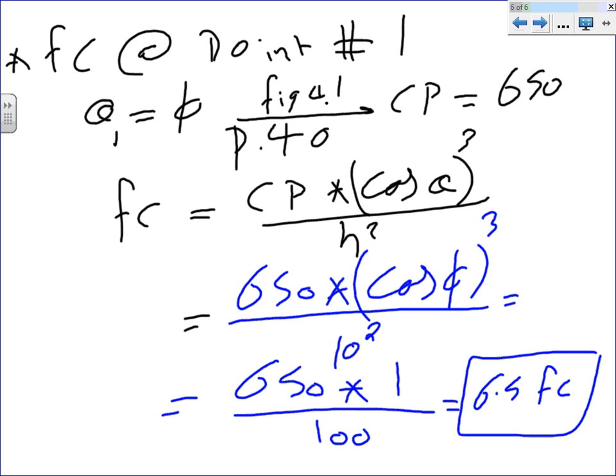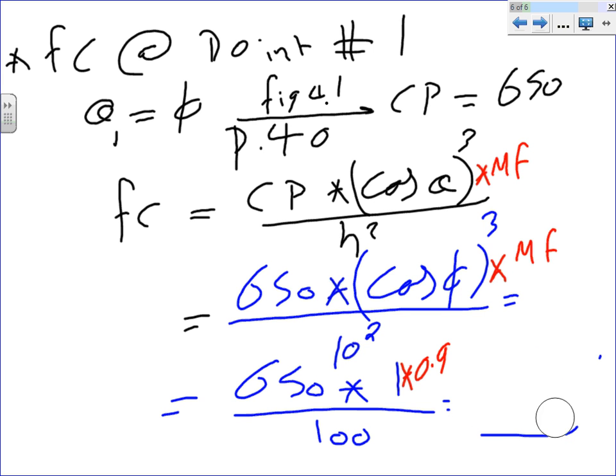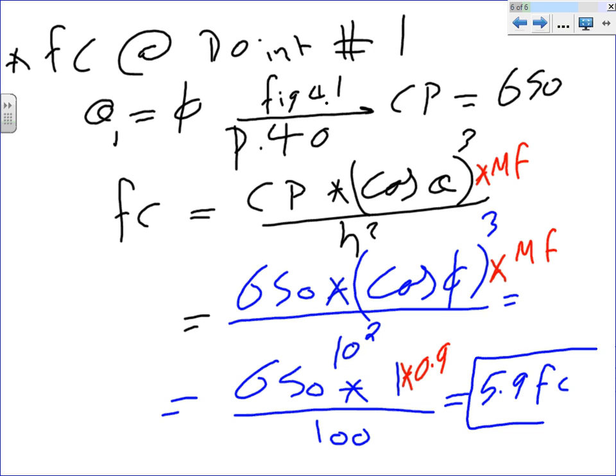Oh, I'm sorry. I didn't put in the derating factor. I forgot the maintenance factor. Multiply it by, what was the derating? 0.9. So can you give me that one then? Yes, I have to derate. I keep forgetting the maintenance factor. Based on the derating, what would that give you? 5.85, so 5.9 foot candle. Very good point.